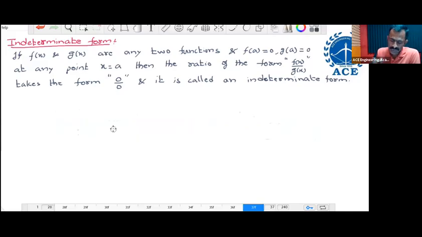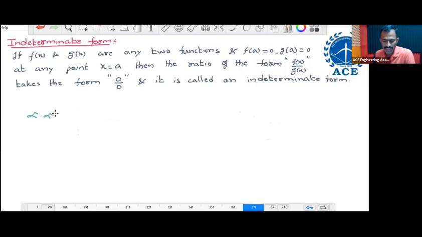Anything is reducible to 0 by 0, then such a form is also called indeterminate form. If any other form is reducible to 0 by 0, such a form is also called indeterminate form. You take some form and check whether that is reducible to 0 by 0 or not. If it is reducible, such a form is also called indeterminate form. Let us consider one form like this and we check whether it is reducible to 0 by 0 or not.